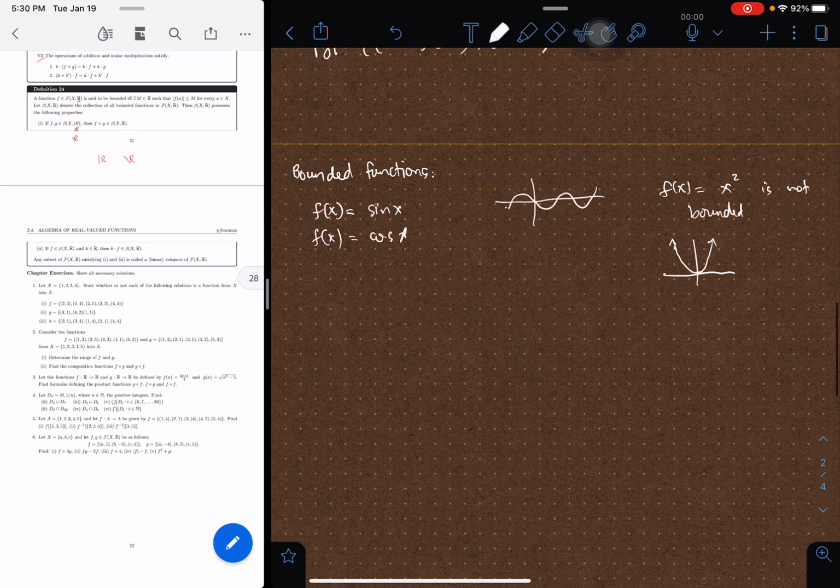Another example of a bounded function is f of x equals 1 over x squared plus 1. If I'm not mistaken, the graph of that is something like this, with the maximum at 1. So that's a bounded function.